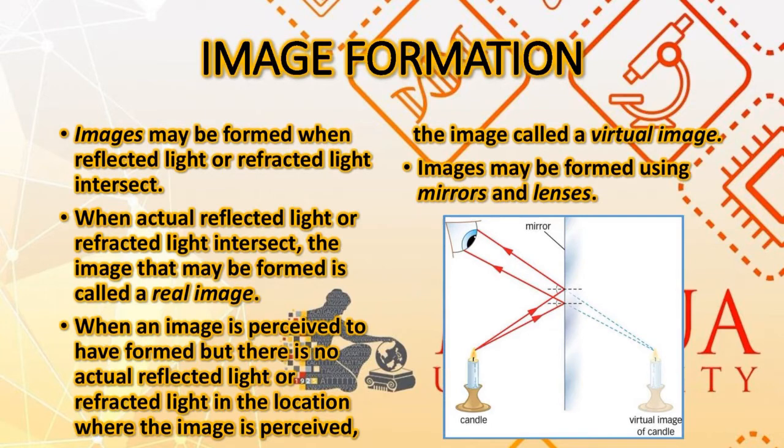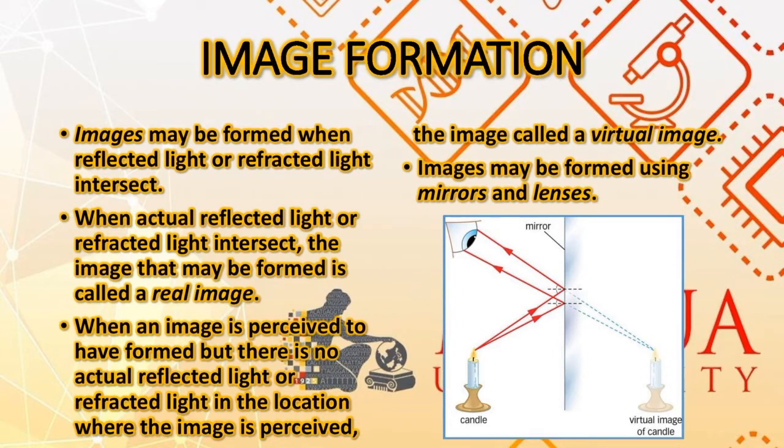When actual reflected light or actual refracted light intersect, the image that may be formed is called the real image. But when the image is perceived to have formed, but there is no actual reflected light or actual refracted light in the location where the image is perceived, the image is called a virtual image.